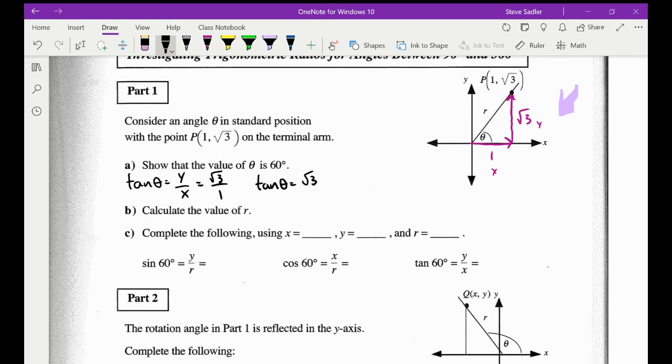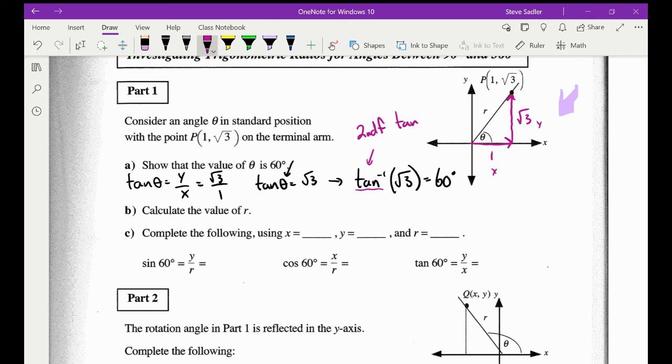then you can do the inverse tan of root 3 to find that angle, and that will give you 60 degrees. That's the second function tan. I don't know if you remember that. Second function tan, and it does the tan to the negative 1.